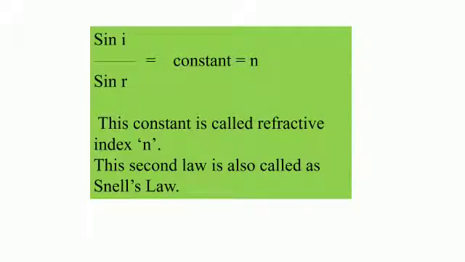So here we have the second law, that is, sine i upon sine r is equal to a constant, and this constant is called the refractive index, which is indicated by the letter n, small n. This second law is also called Snell's law.